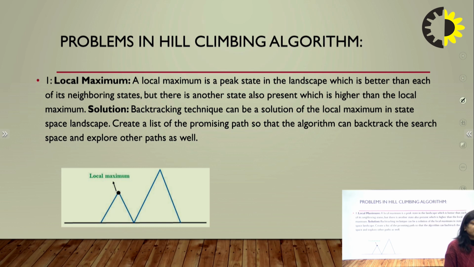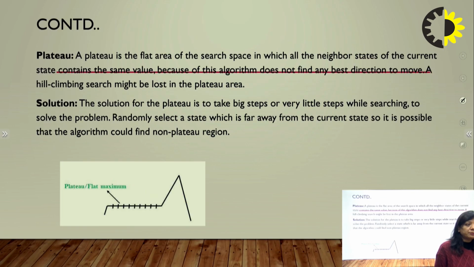What is backtracking? The backtracking technique can be a solution to the local maximum in the state space landscape. Create a list of promising paths so that the algorithm can backtrack the space and explore other paths as well. This is the solution for the local maximum problem. The second one is plateau. A plateau is a flat area of the search space in which all the neighbor states of the current state contain the same value, because of which the algorithm does not find any best direction to move. So a hill climbing search might get lost in the plateau area.